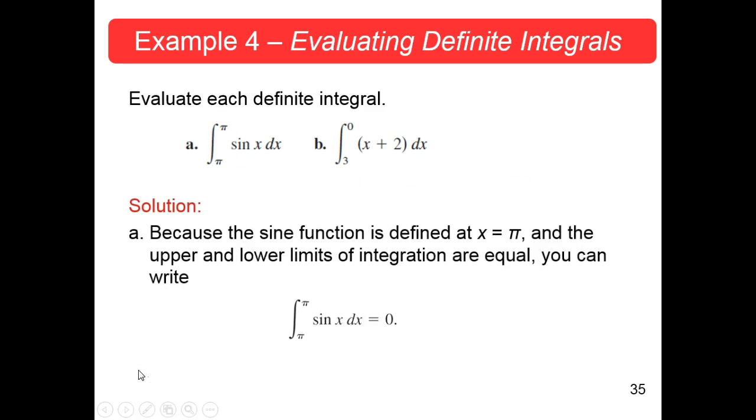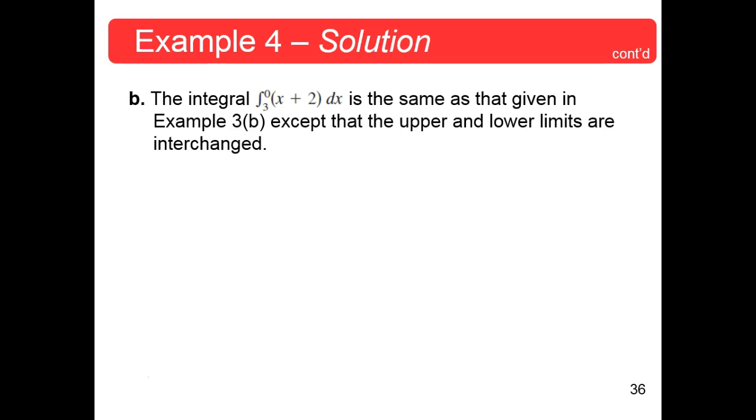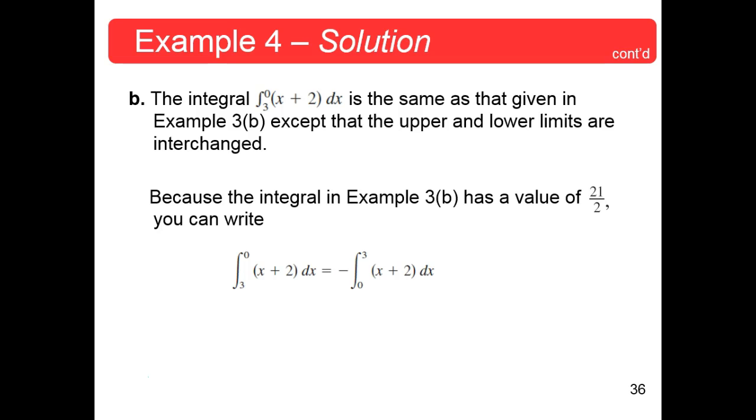Because the sine function is defined at x equal pi, it has a finite value there, and the upper and lower limits of integration are equal, it's got to be 0. And this one, the integral from 3 to 0 of x plus 2 dx, is the same as that given in example 3b, except that the upper and lower limits are interchanged, so you just change them back, putting a negative in front, and we already calculated that to be 21 halves. Negative 21 halves.